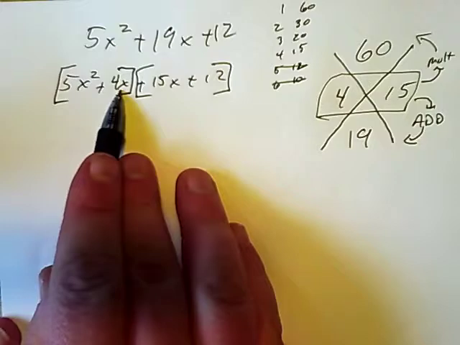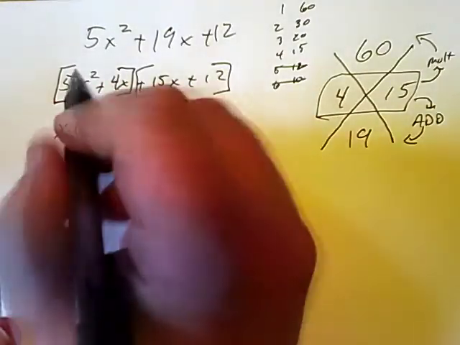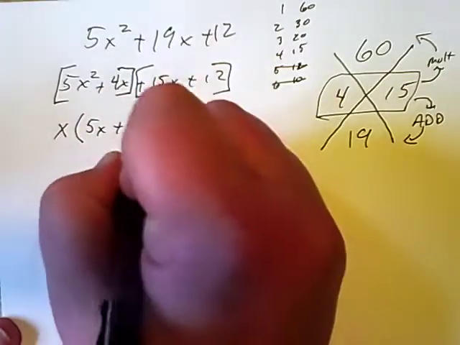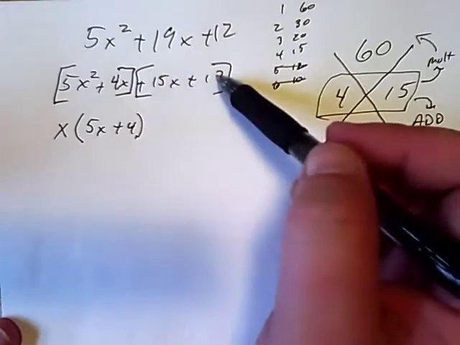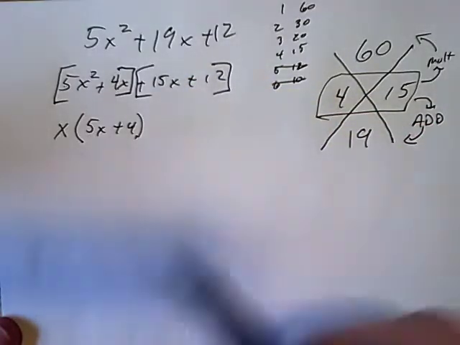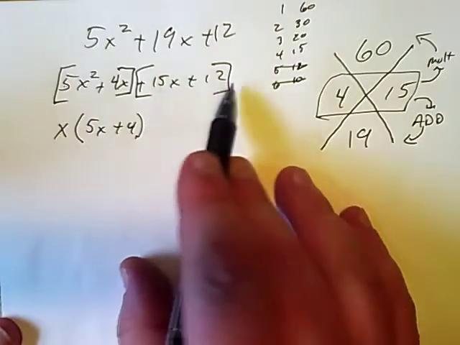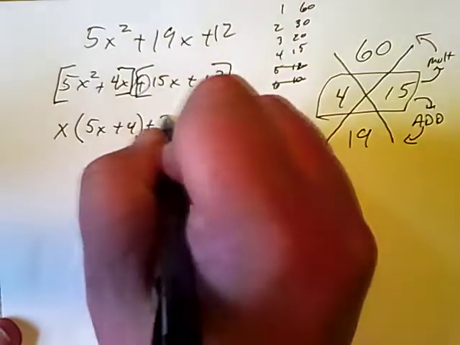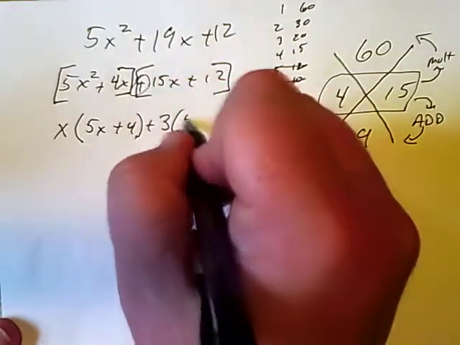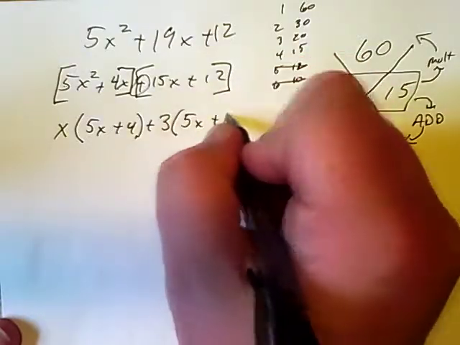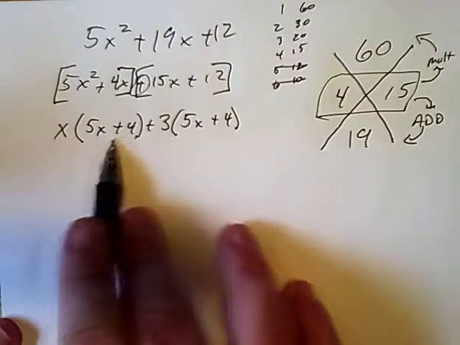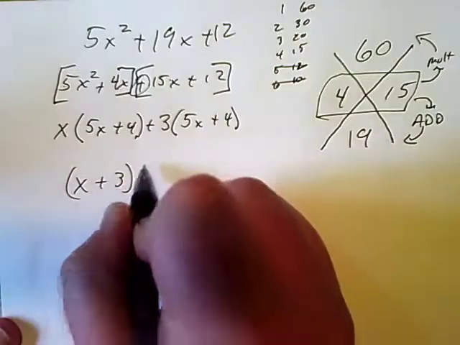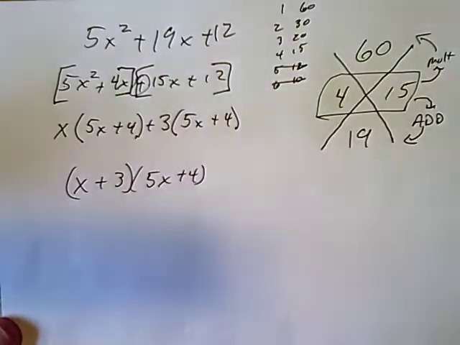Between 5x squared and 4x, the only thing I can drag out of that would be an x. 5x squared divided by x is 5x, and 4x divided by x is a positive 4. And now with 15x plus 12, what do they have in common? My factors of 15 are 3 and 5. Well, 5 definitely doesn't go into 12, but 3 definitely does. So that sign comes down, and I get my 3 out there. 15x divided by 3 is 5x, and 12 divided by 3 is 4. Hey, that's great, because 5x plus 4, 5x plus 4, they match. So then I get x plus 3 times 5x plus 4.